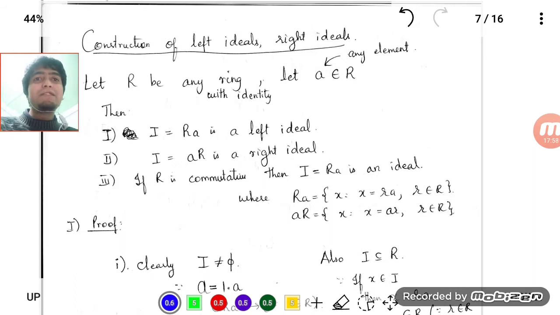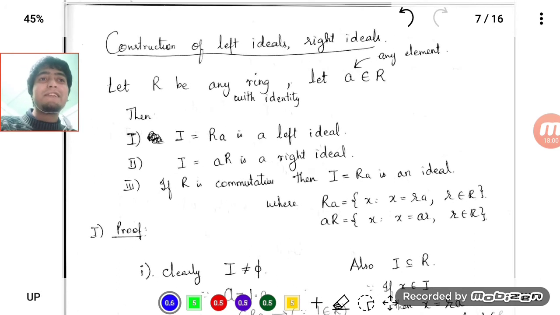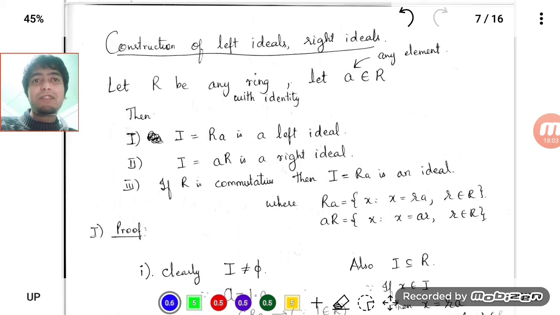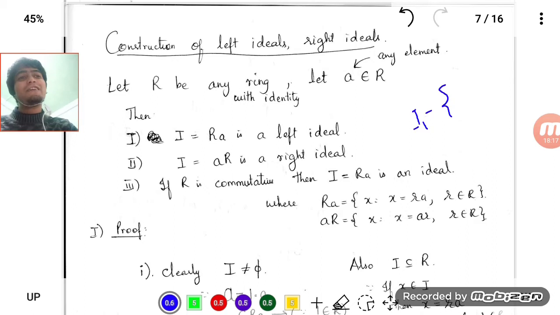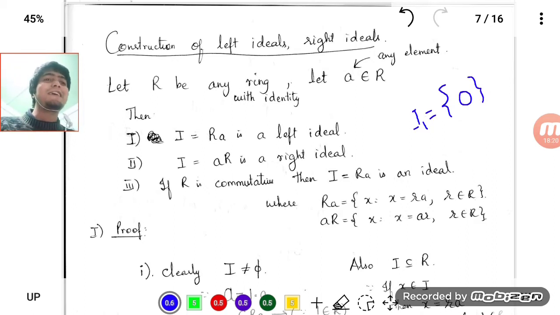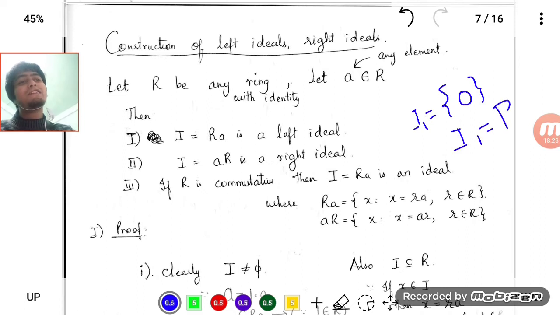Now what we will do is construction of left ideals and right ideals. This is very important, because sometimes in the proof of theorems, you need to construct ideals. How will we do it? One way is, we can just say that I equal to 0 is an ideal, and similarly I equal to R is an ideal, right? But if we need other ideals, how will we do it? Just like if we need normal subgroups, how will we construct them? Over here, if we need ideals, how will we construct them? So this is the theorem.